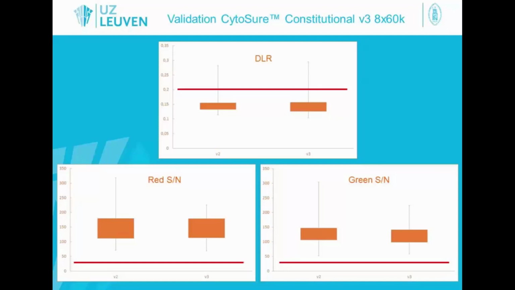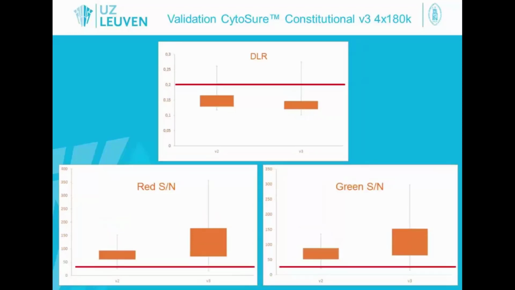So as you can see, the QC metrics are quite comparable, with a slight improvement for the V3 array, but they are all above our cutoffs for good quality. So we were very happy with these results. Also for the 4x180K array, we did the same comparison, and also there we had very good QC metrics compared to the V2.